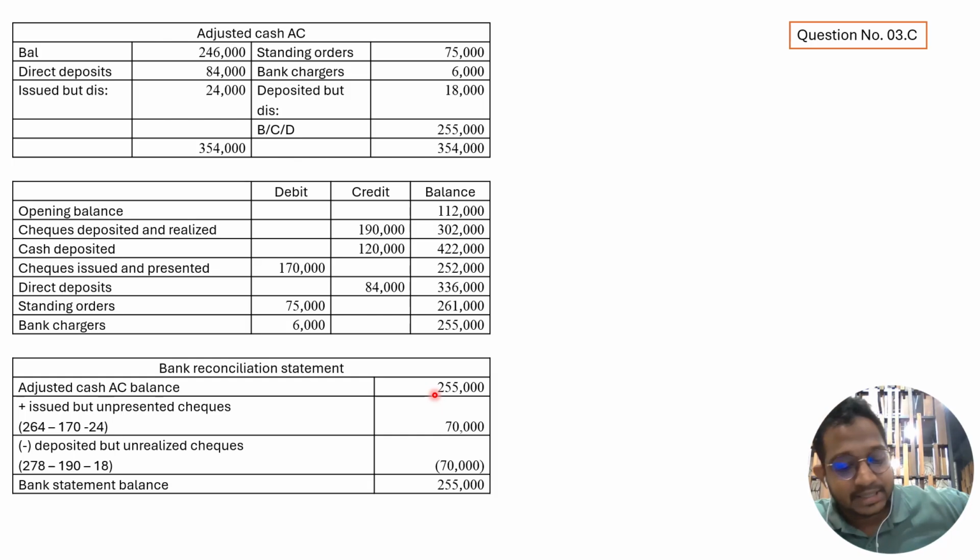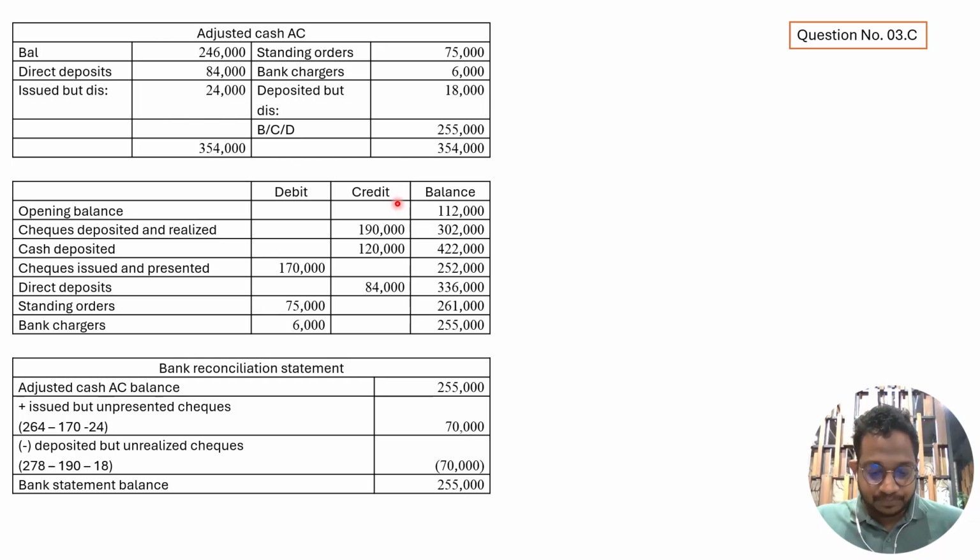And the direct deposits you should debit to the adjusted cash account, and the standing orders you should credit, and the bank charges you should credit, and those things you should mention in the bank statement as well. And here the hidden information is cash deposits. So in the given cash account, it says the cash deposits are 120,000. So that you should mention in the bank statement as well as cash deposits, right? So that's how you have to do this question.